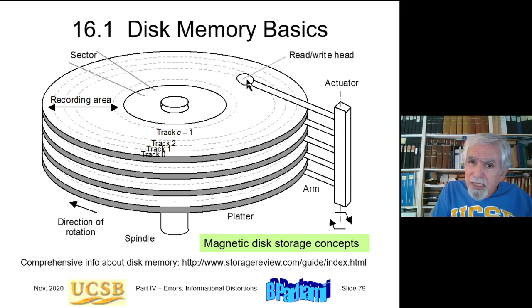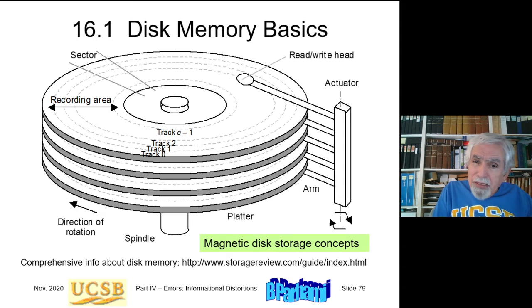So in other words, if this head is on the first track of this platter, of this surface, then this one will also be on the first. In order to read data, you move the actuator so that the head is aligned with the track that contains the data to be read.